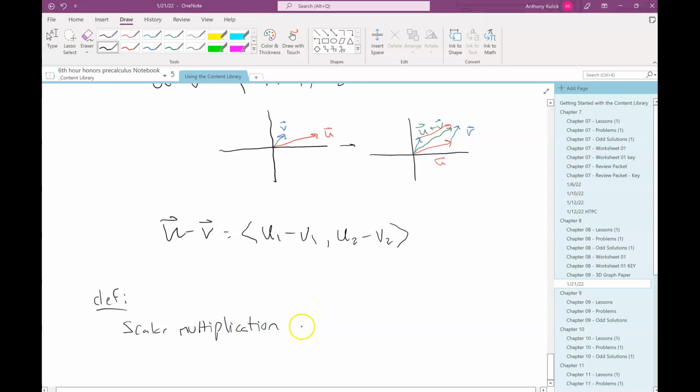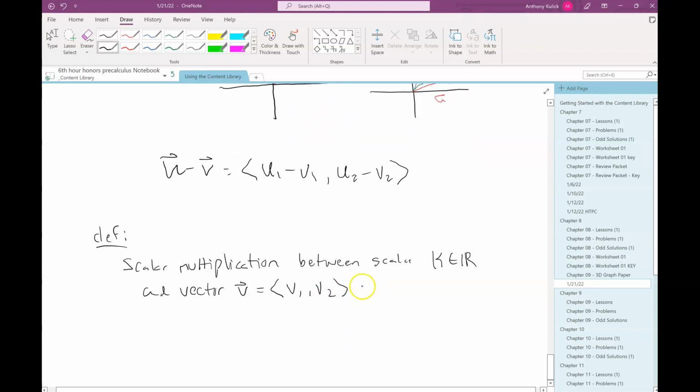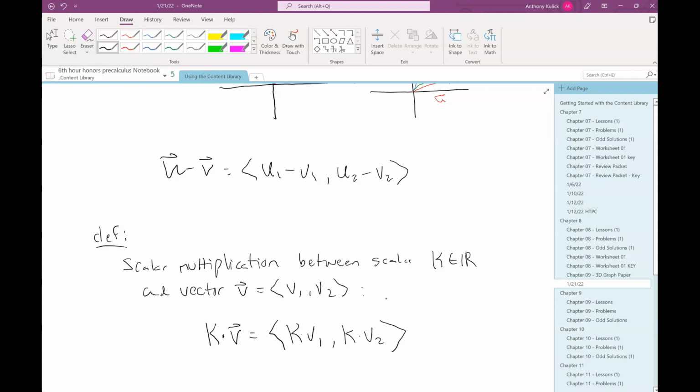But it's between a scalar, which is just a real number, and a vector. So k times the vector v just is k times v1 and then k times v2. Again, really intuitive, exactly like you'd hope it would, right?